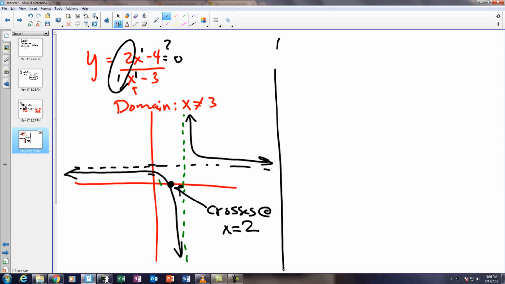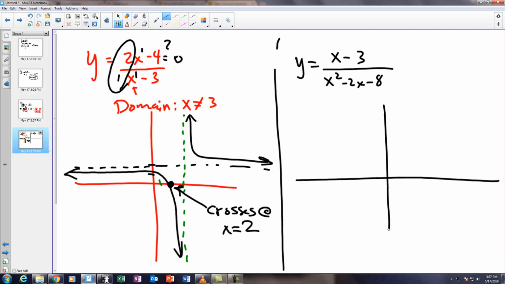Okay? If we look at question number 6 right next to it, y equals x minus 3 over x squared minus 2x minus 8. And on that note, while I'm talking about where it crosses, right now, if I look at the top, it would be at x equals 3 that makes it 0. And so if I went over to 3, I'm expecting it to cross at 3. I don't know if it's going down or going up, but I know that's going to happen.